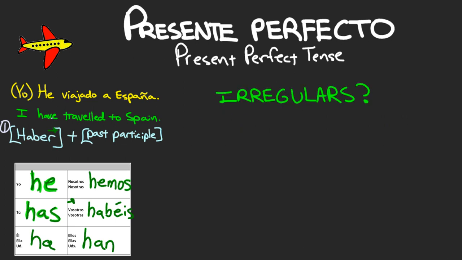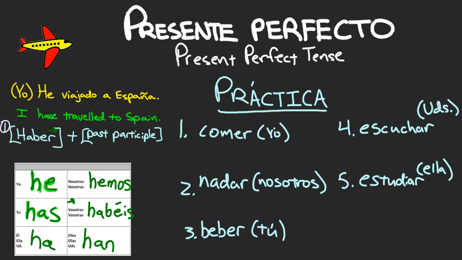Now, are there irregular verbs in the present perfect? The answer is yes, but that is the subject for another video. Alright, so let's do a little practice. So take each of these examples, conjugate the verb in the present perfect tense for the given subject. So I suggest you do this on your paper, pause the video, and then when you're finished doing the practice, start playing the video again so you can see the answers.